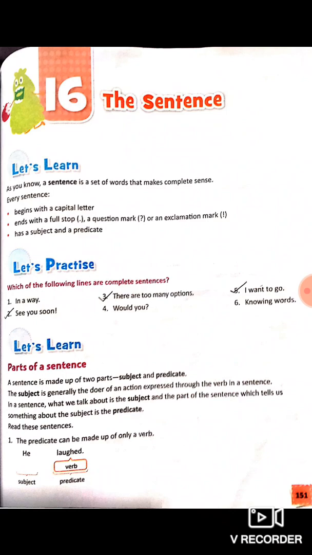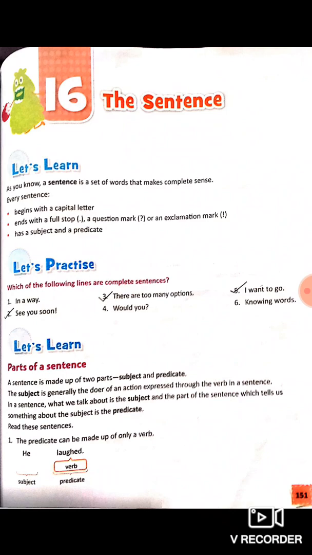Number 2, see you soon. See you soon is a sentence, children. You may feel that there is no immediate subject present here, but see you soon indeed is a sentence. There are too many options. This is also a sentence. Would you is an incomplete sense, therefore not a sentence. I want to go here is again a sentence that has a complete meaning, and knowing words is again a phrase.